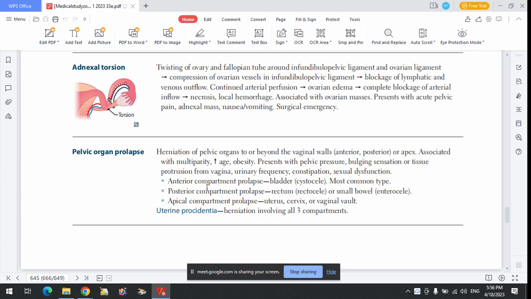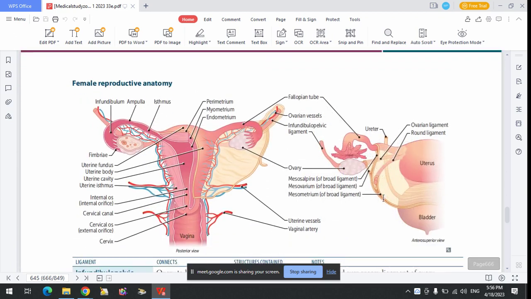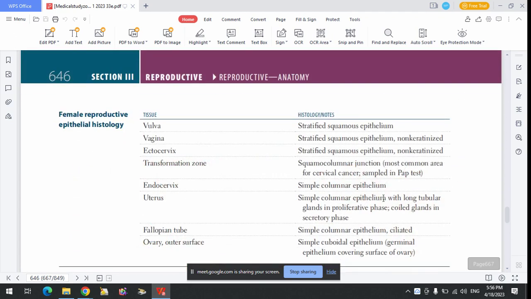Then, if it involves the bladder, there's going to be urinary frequency, urgency, and difficulty in urinating. If it involves the rectum or the small intestine, constipation is the presentation. Of course, they all involve the vagina, so there will be sexual dysfunction. That one is constant. There's no way the person will have sexual intercourse because the vagina is already distorted. So that is all about pelvic organ prolapse.